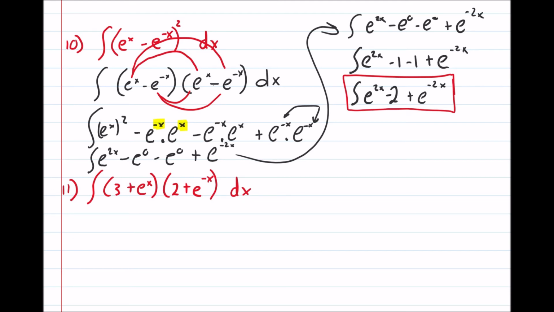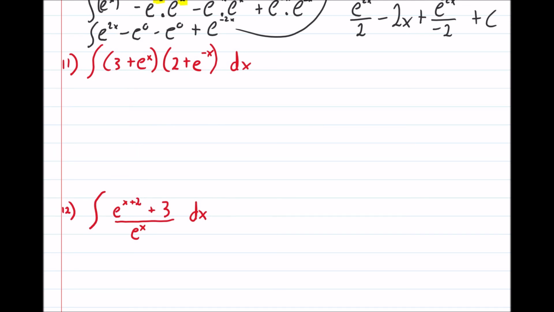Okay, so if we integrate e to the 2x, it'll become e to the 2x over 2, minus 2, well that will just become 2x, and then plus e to the minus 2x all over minus 2 plus c. Okay. And personally I'd leave it like that.